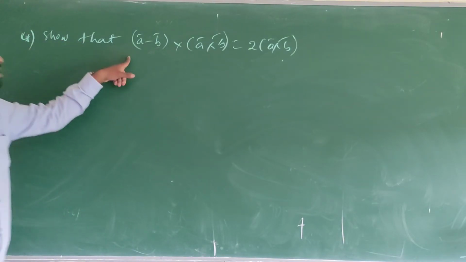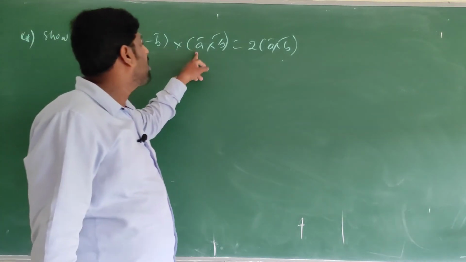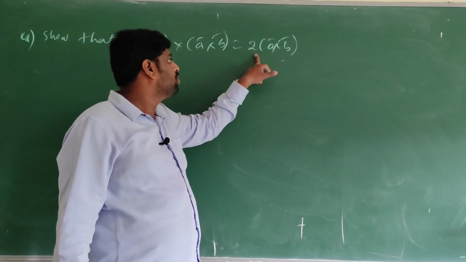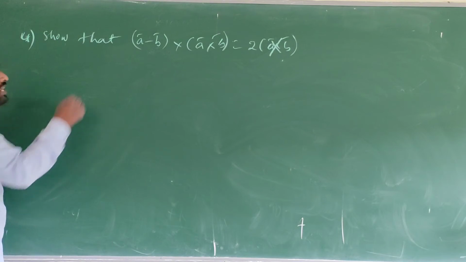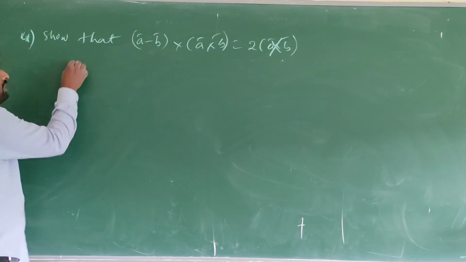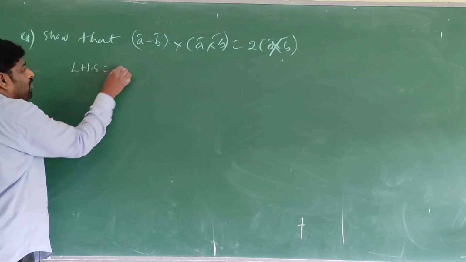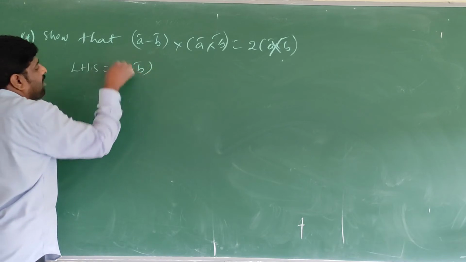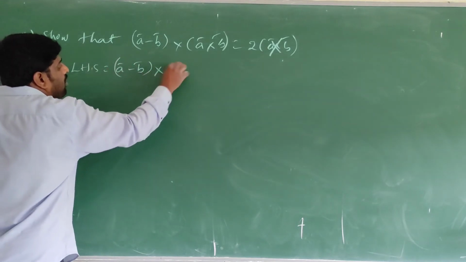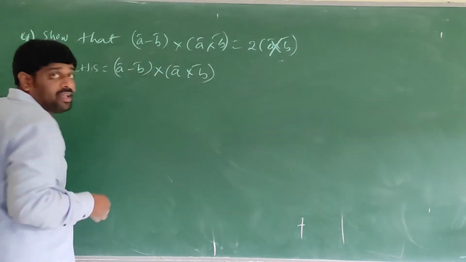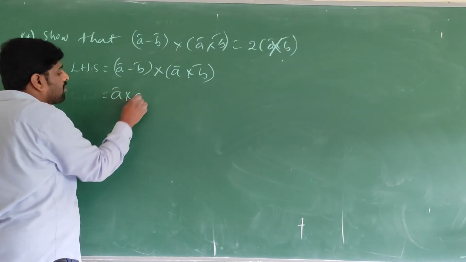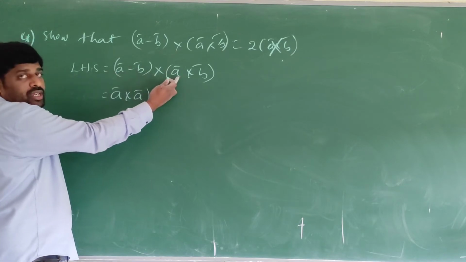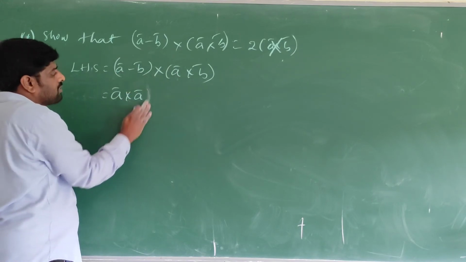Show that (a bar minus b bar) cross (a bar plus b bar) equals 2 times a bar cross b bar. Now you have to take the LHS and prove the RHS. LHS equals (a bar minus b bar) cross (a bar plus b bar). That is a bar cross a bar, a bar cross a bar.